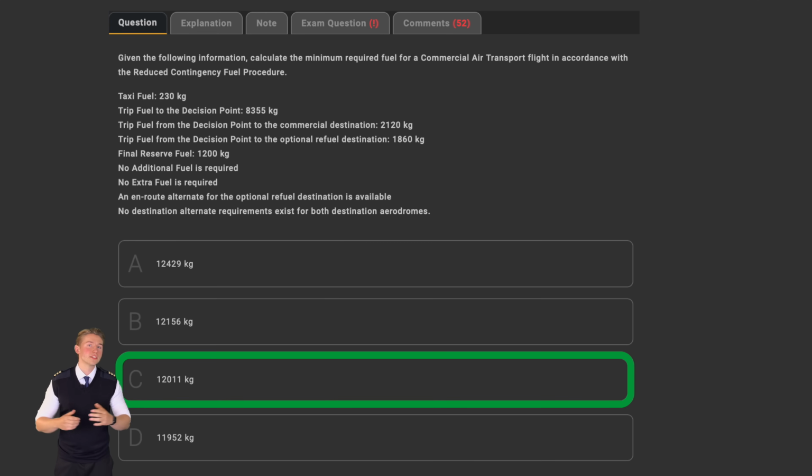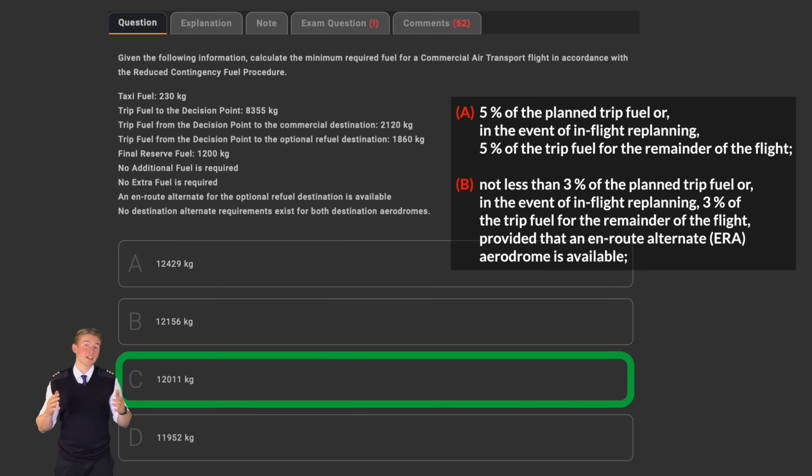Now to sum up, the trap in this question is that for the calculation that Joe just did, you need to calculate with 3% and not with 5% contingency. And the reason is because in this question, you were given an en route alternate aerodrome on your way to destination 2. If you would have calculated it with 5%, answer B then seems correct, but it's not.